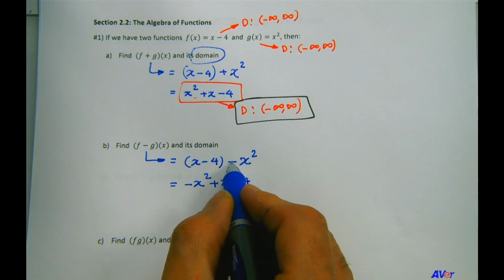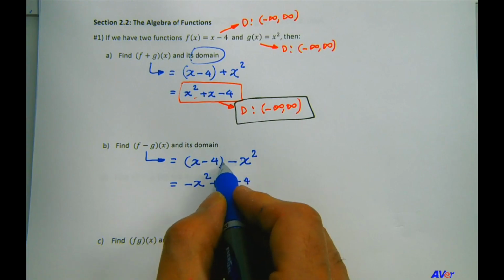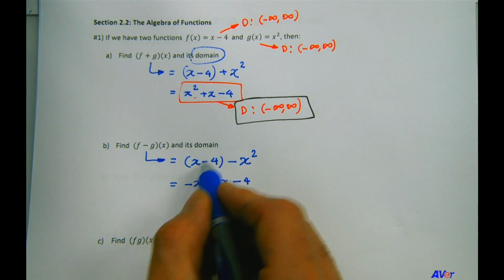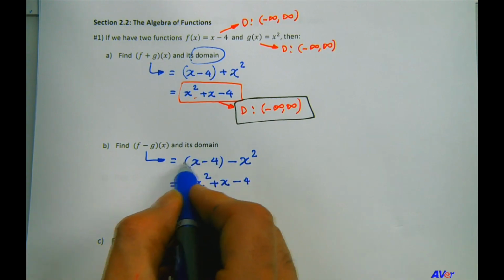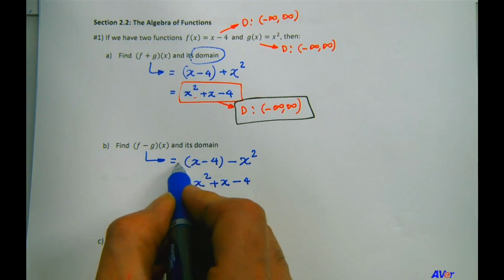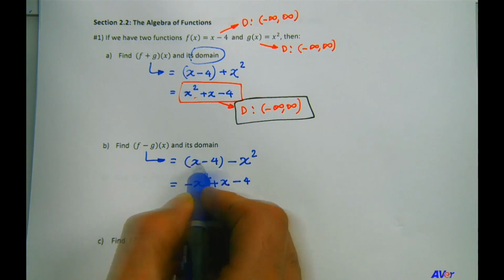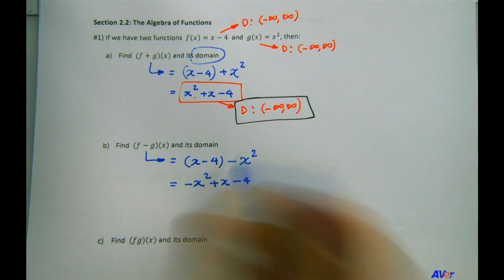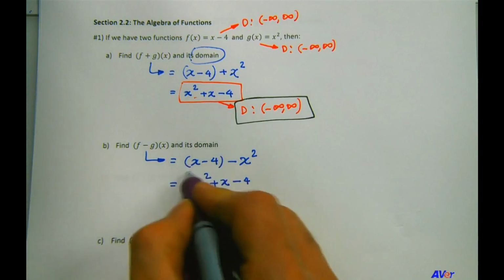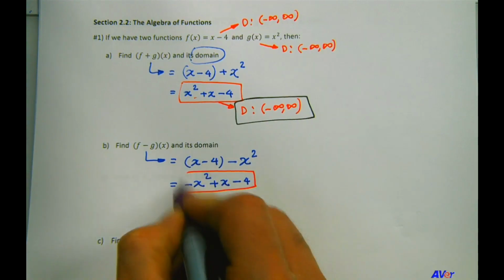The minus that comes after a parenthesis does not distribute itself into this parenthesis. Any minus distributes itself into a parenthesis only if it comes before it. If this minus was here, I would distribute it, not if it comes after it. Okay? So we're fine there. So this is our combined function of f minus g.